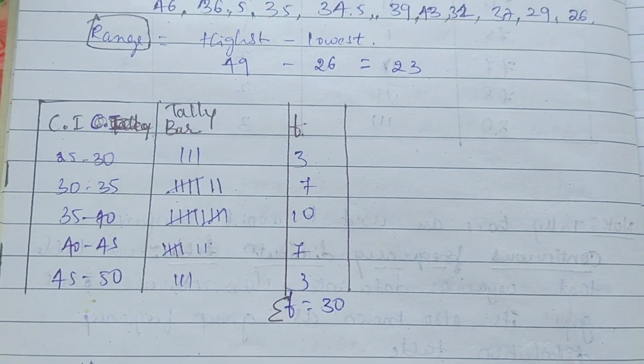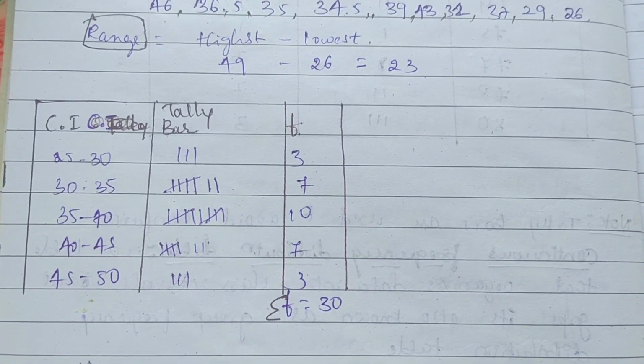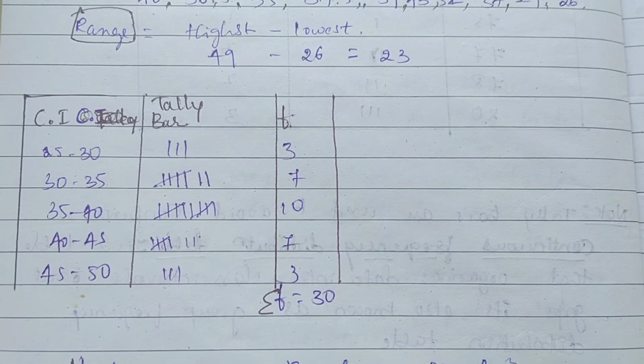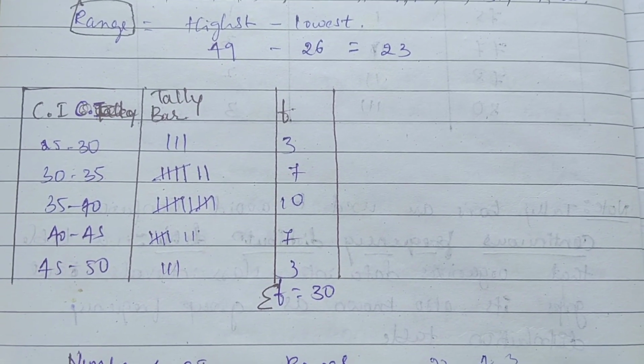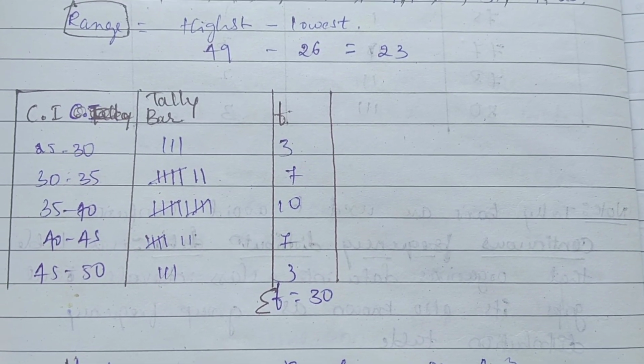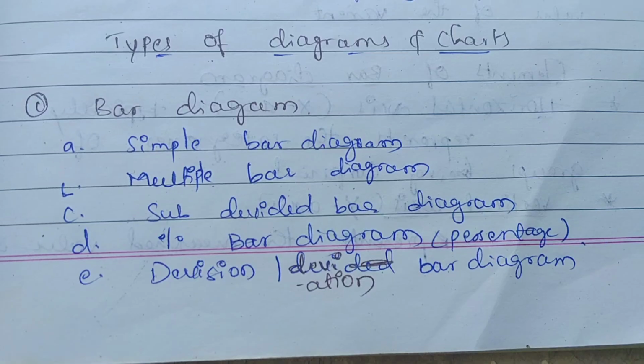So continuous data like 25 to 30, in between those numbers we have three times repeated values, so we'll write it as frequency 3. Like this is a continuous frequency distribution of tabular presentation of data.